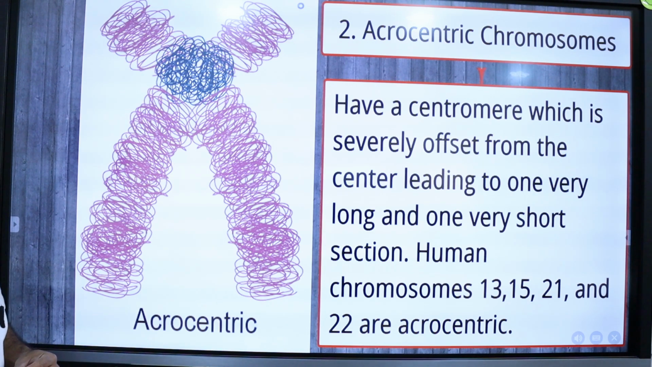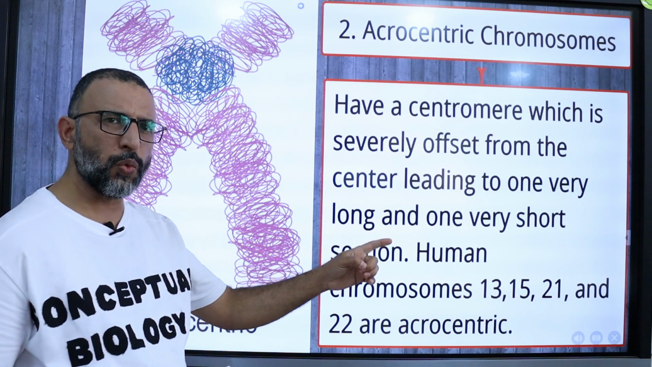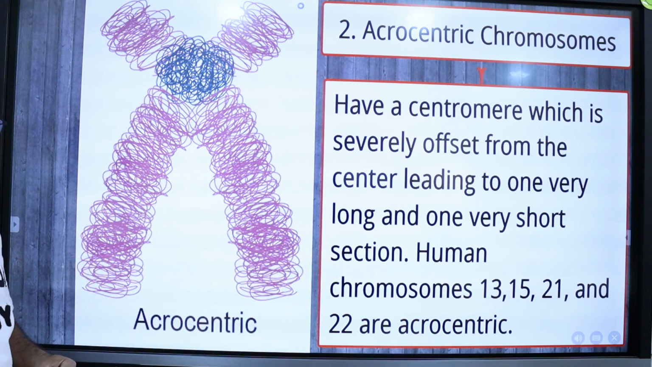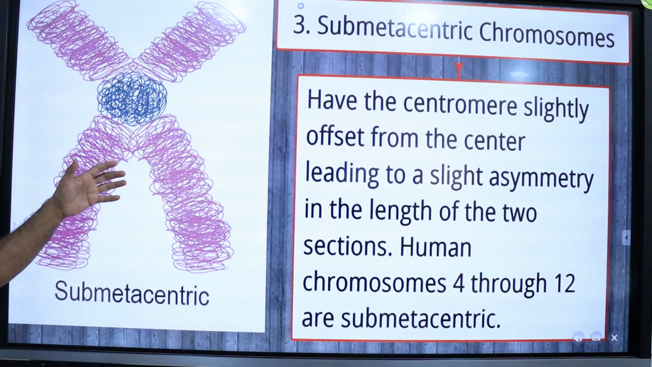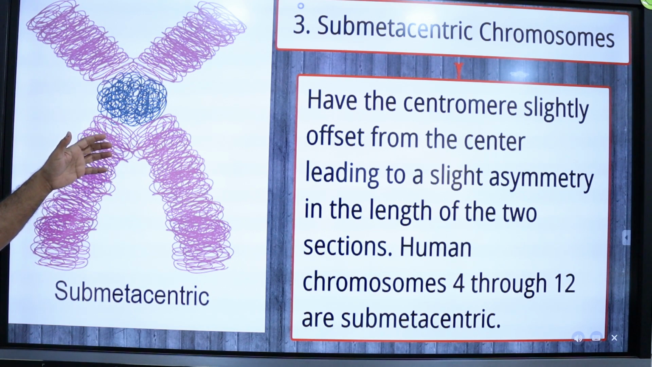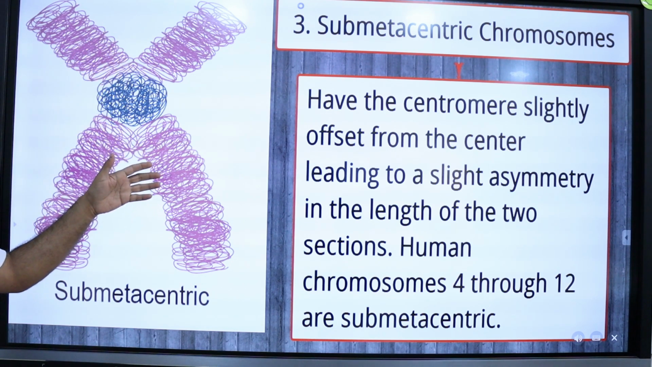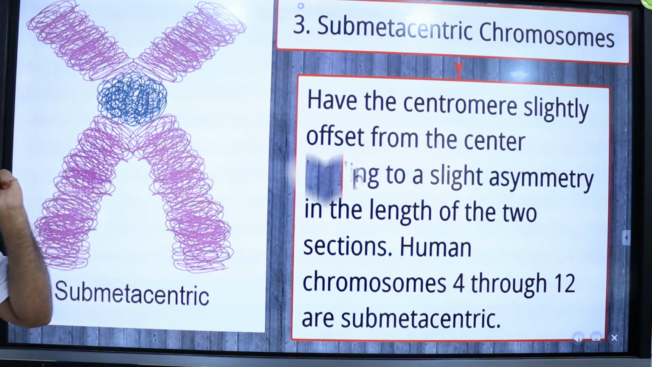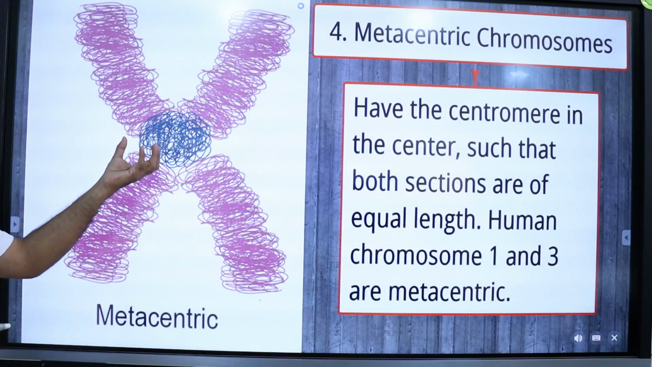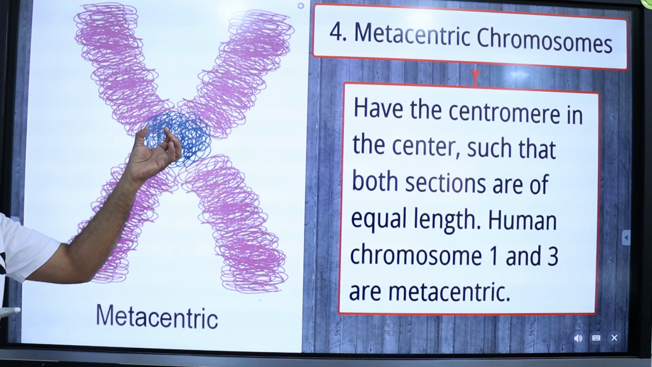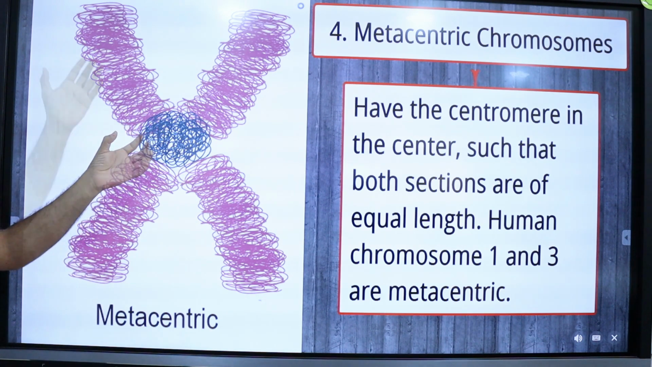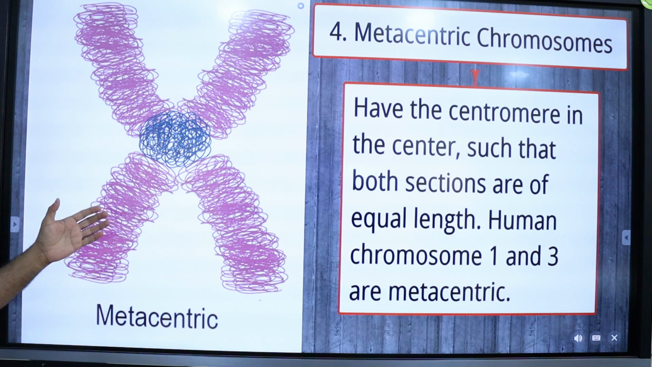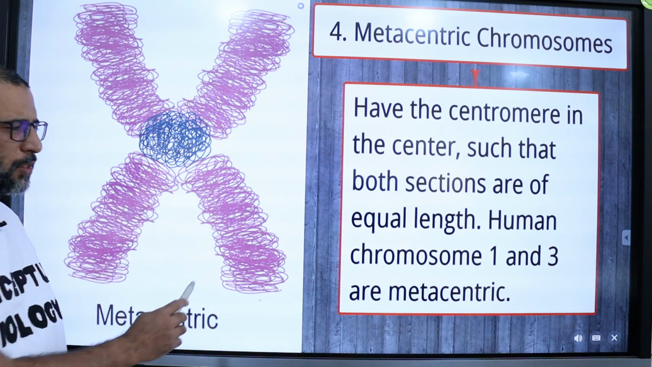Human chromosomes number 13, 15, 21 and 22 are acrocentric. Submetacentric chromosomes have two sections of unequal length, and human chromosomes number 4 through 12 are submetacentric. Metacentric chromosomes have the centromere, the primary constriction, in the center, and the two sections are of equal length, and human chromosomes number 1 and 3 are metacentric.